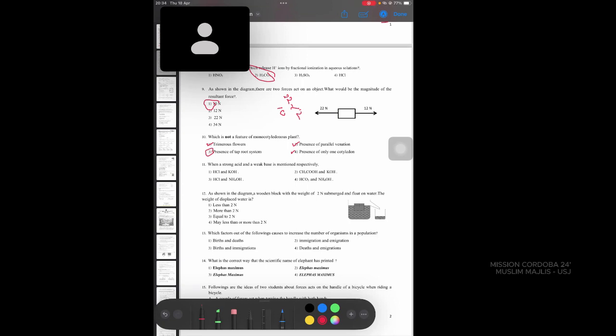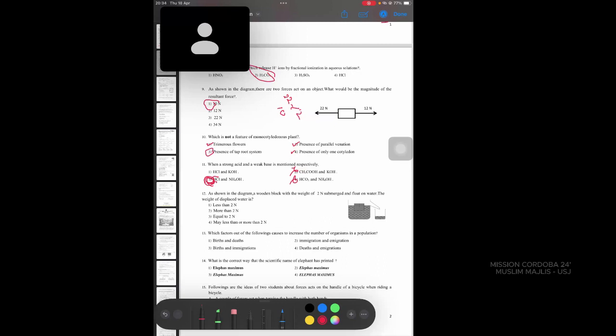Okay. When a strong acid and a weak base are mentioned respectively. Right, so who is the strong acid here? HCl. Therefore these two answers are wrong, so don't even look at those answers. This is how you do MCQs. Which is the weak base? NH4OH. KOH is a strong base.